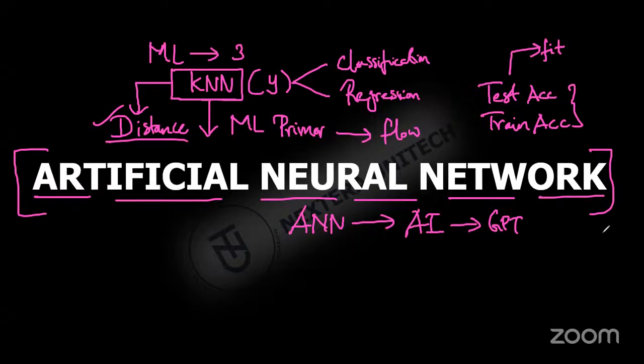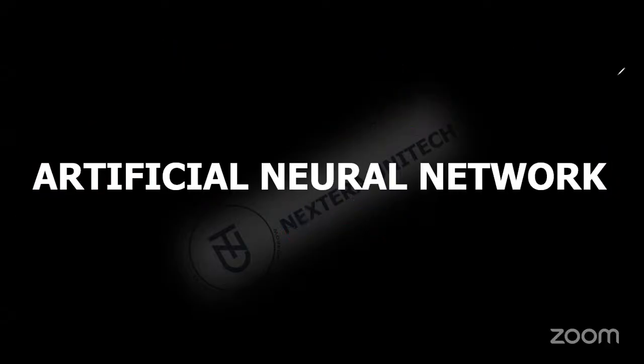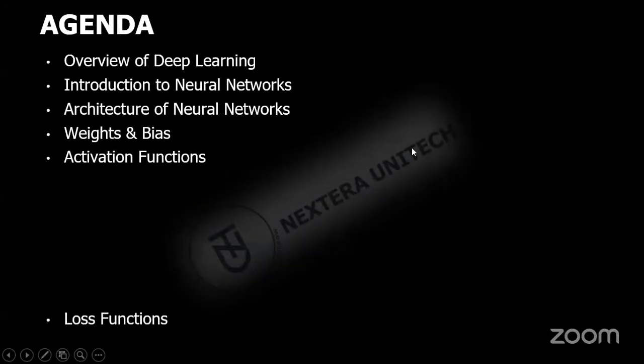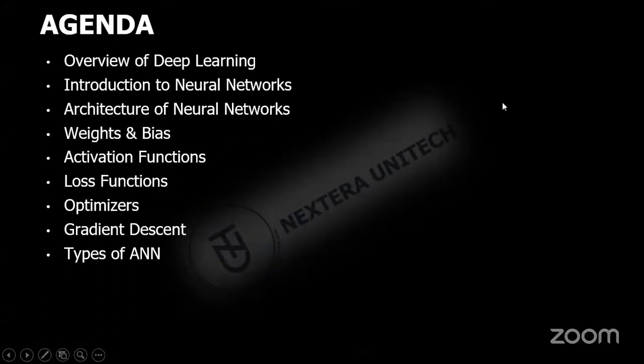Let me start, but before that, let us fix the agenda. What exactly are we going to cover as part of this final day session? Initially we'll understand what is deep learning, like how we understood what is machine learning. Then we'll get introduced to neural networks, what exactly a neural network contains, and then the architecture of a neural network.